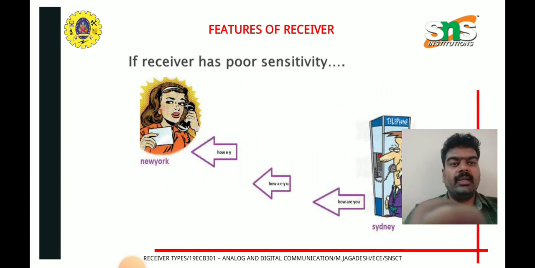Then when it comes to sensitivity, one person is talking here in Sydney and another person is hearing it in New York. So the actual information at the receiver end is changed. That means he cannot hear the actual important message. So this is called sensitivity. Sensitivity means how accurately the information is transmitted to the receiver end. That is called sensitivity.